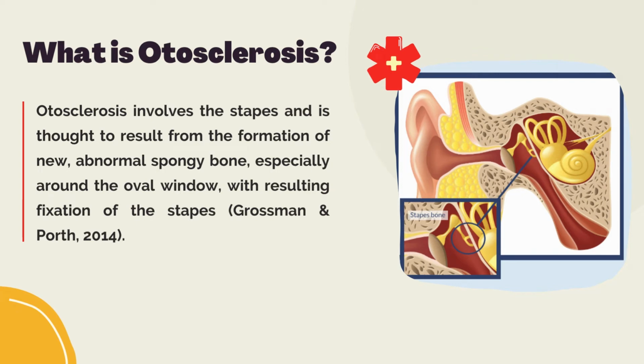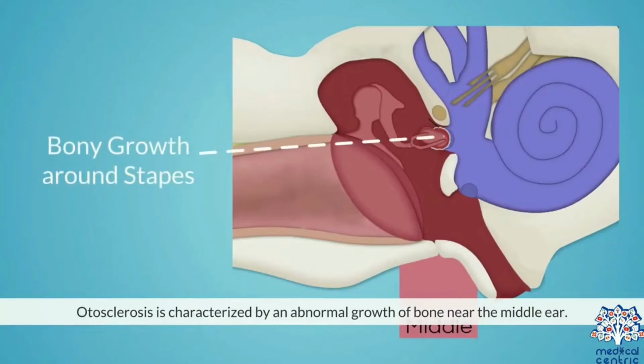Now, what is otosclerosis? According to Grossman and Porth in 2014, otosclerosis involves the stapes and is thought to result from the formation of new abnormal spongy bone, especially around the oval window, with resulting fixation of the stapes. Otosclerosis is characterized by an abnormal growth of bone near the middle ear.